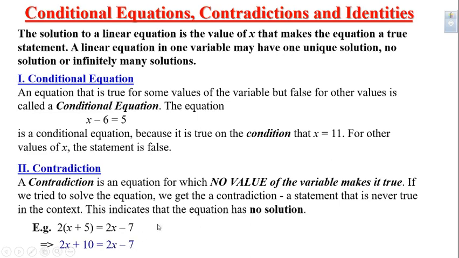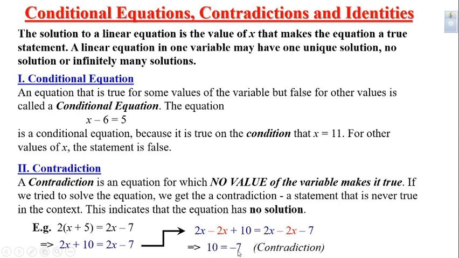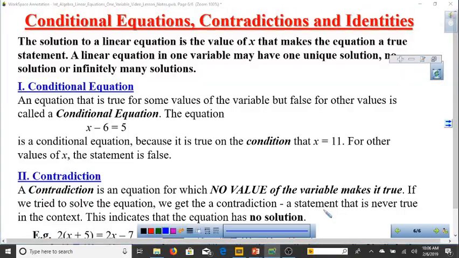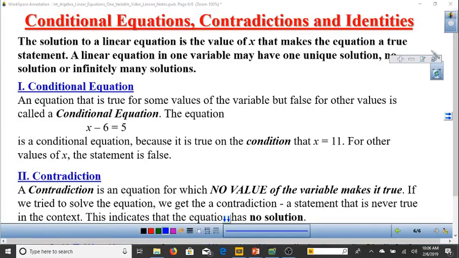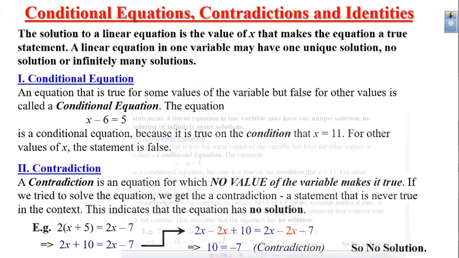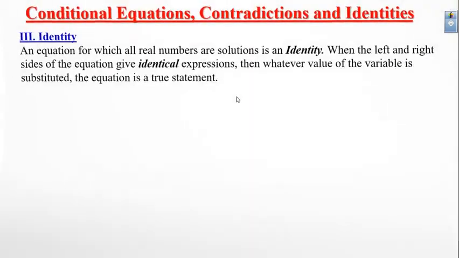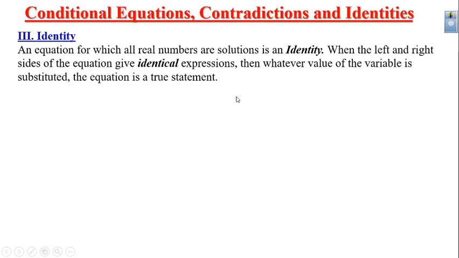Then I would subtract 2x from both sides. When I subtract 2x from both sides, all I'll be left with is 10 is equal to negative 7. 10 is not equal to negative 7 in the real number system, so that is a contradiction. That's a statement that is never true. So we have no solution to this equation. There is no value of the variable that works for this equation. No solution.